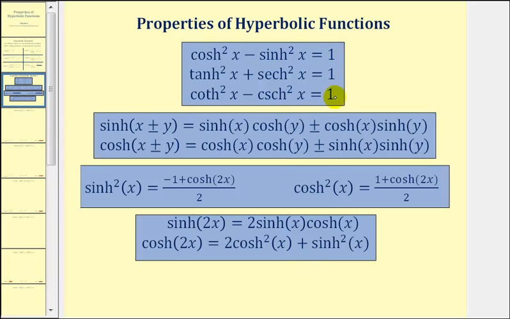And notice if we look at these properties, or identities, they look very similar to some of the trig identities. In this video, we're going to focus on this first property, hyperbolic cosine squared x minus hyperbolic sine squared x equals 1. Notice how this looks very similar to the trig identity cosine squared x plus sine squared x equals 1, but notice for the hyperbolic function identity, we have a difference rather than a sum.